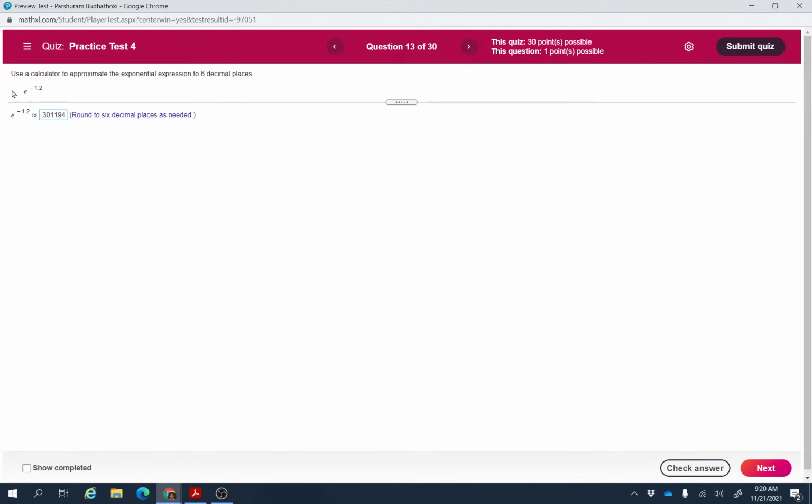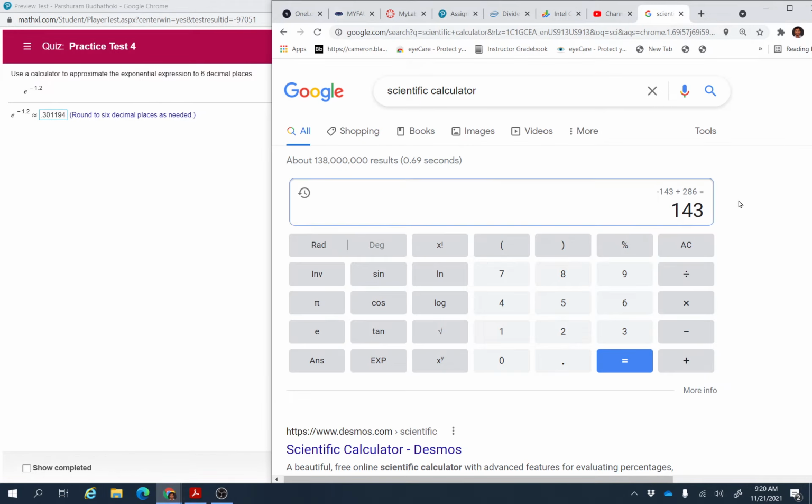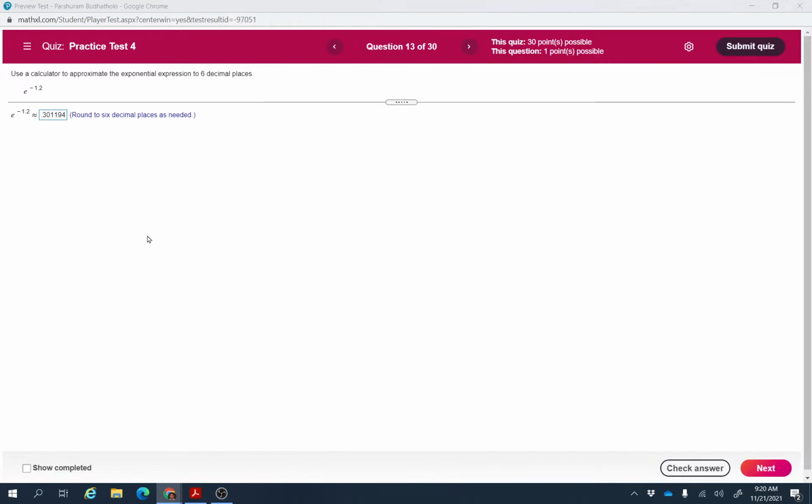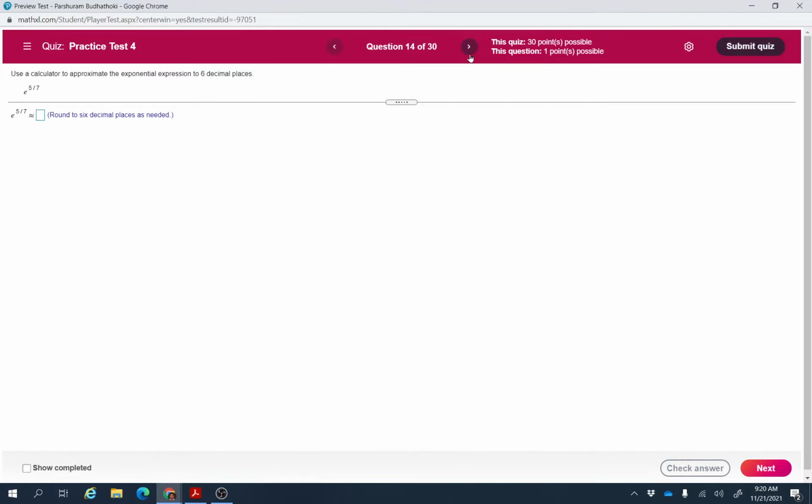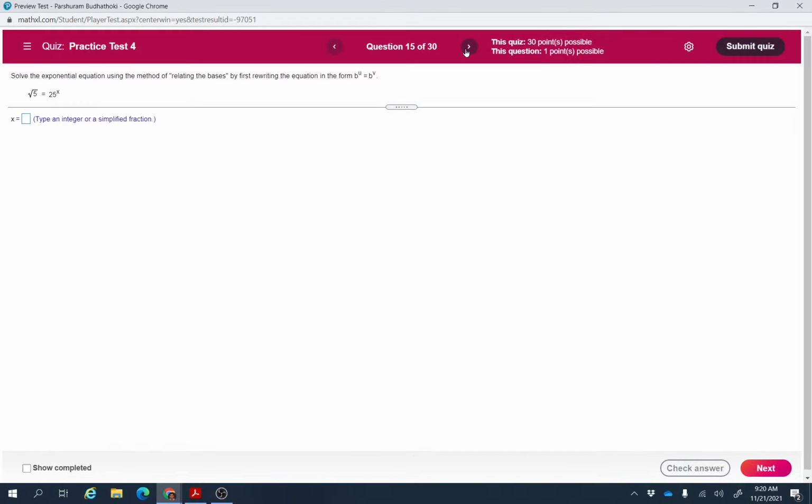Okay, for finding the value of this, I already have the answer for you, that is 0.301194. Just type e to the power negative 1.2 on your calculator. In my case, it's e to the power negative 1.2, and that's 0.301194. Very similar kind of problem, just type 5/7, so I'm going to skip it.